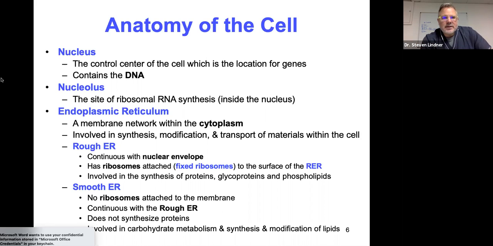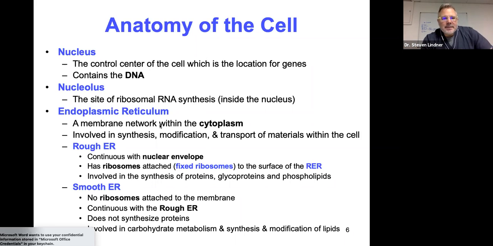It is the nucleolus, which is the site of the ribosomal RNA synthesis, that's involved in the actual production of the proteins. So the nucleus has the instruction manual, it has the codes, but the nucleolus carries out the duties of actually making them. Okay.